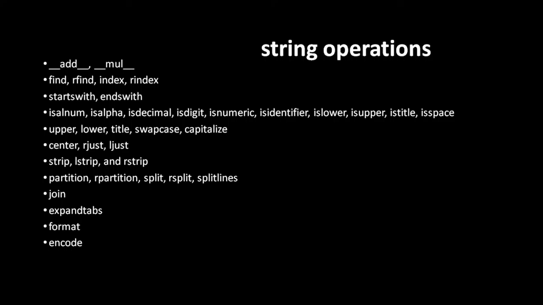And as for the rindex and rfind methods, those are just like find and index, except instead of starting the search from the start of the string, they will look for the substring starting from the end of the string, from the right side of the string, so to speak. That's why they have an r in front.